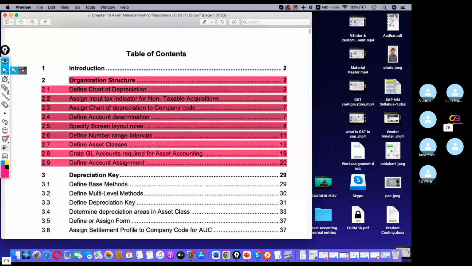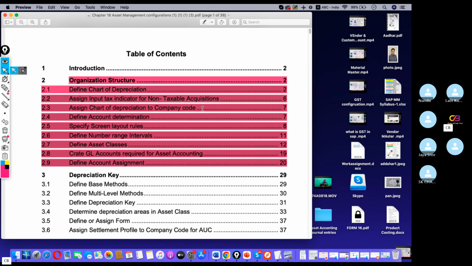These are the configurations. Define chart of depreciation. Assign input tax indicator for non-taxable acquisitions. Without chart of depreciation, we cannot create an asset. So chart of depreciation we need to create first. Then for non-taxable acquisitions, what tax codes are there that we need to define?